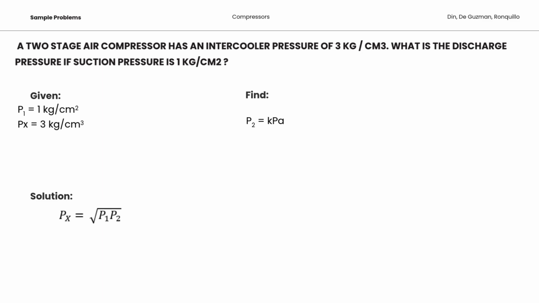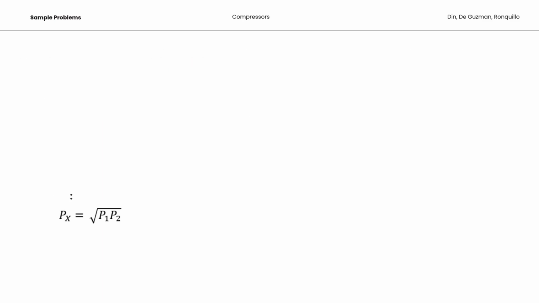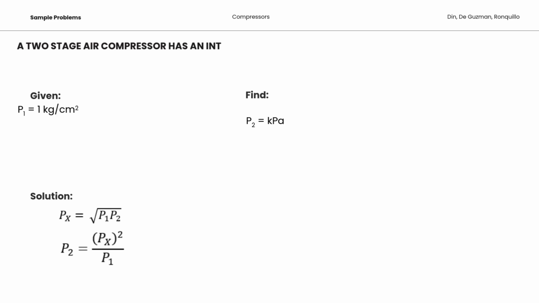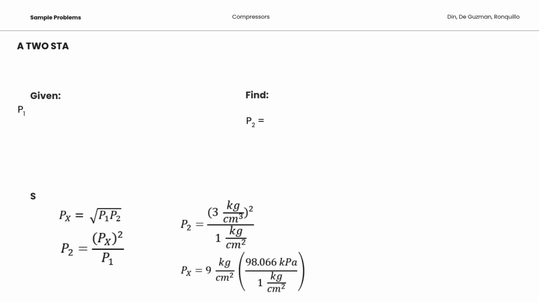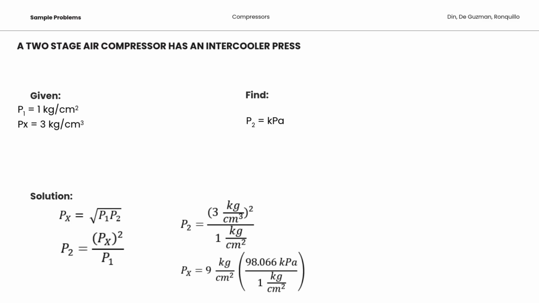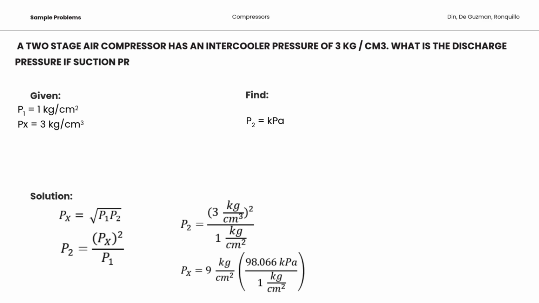Ang gagamitin lang natin na formula is yung tulad ng ginamit natin kanina, which is Px is equal to square root of P1 multiplied by P2. I-derive lang natin siya ng konti. So, P2 is equal to Px squared over P1. Ang kakalabasan ng formula na gagamitin natin. So, input lang ulit natin yung given. 3 kilogram per centimeter cube squared siya over 1 kilogram per centimeter squared. So, ang kakalabasan niya is 9 kilogram per centimeter squared.